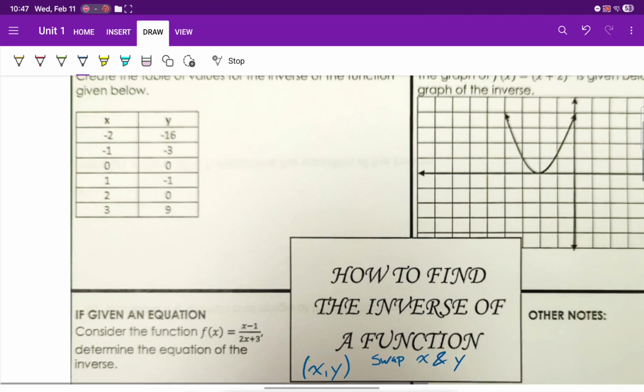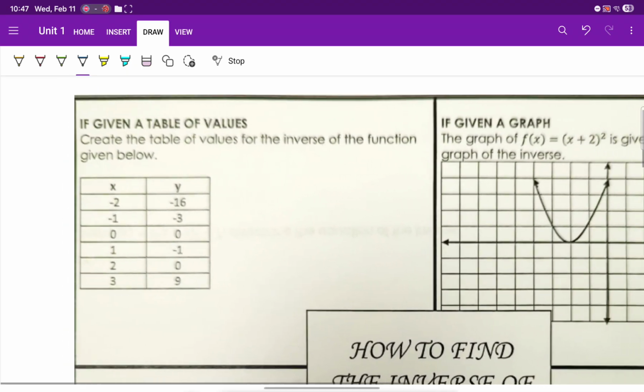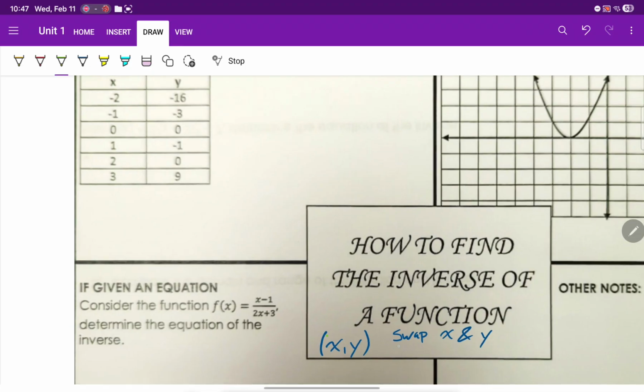So here we go. Let's rock and roll. If we're given a table of values, how do we determine the inverse of that function? Well, we have our table of values here. I kind of mentioned it at the beginning, right over here. I'll highlight it again for you.